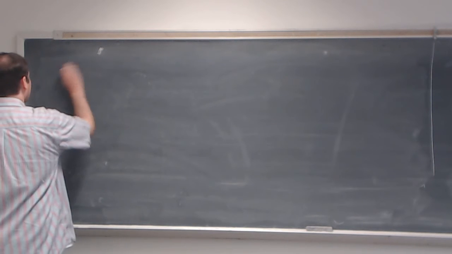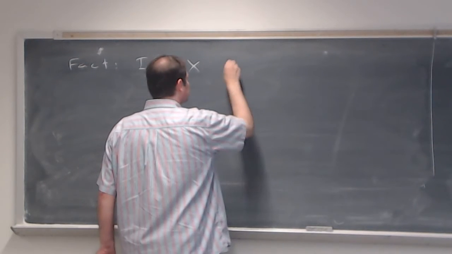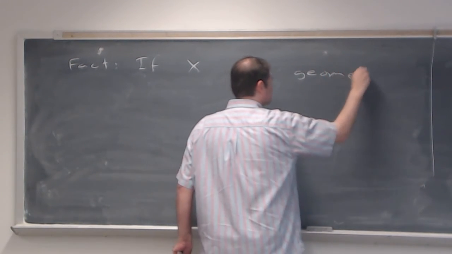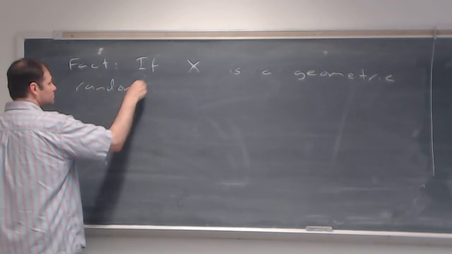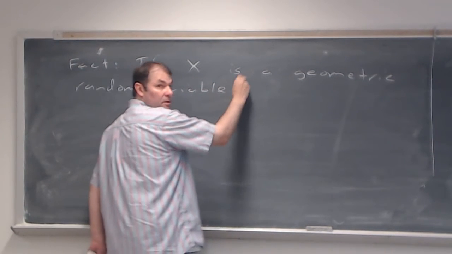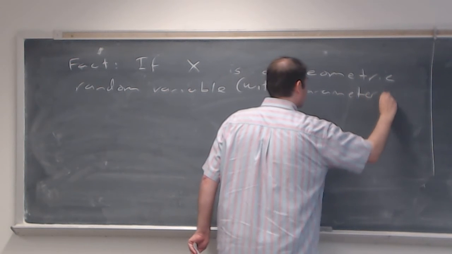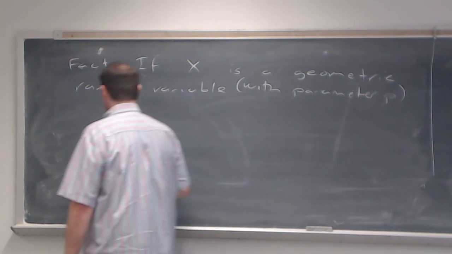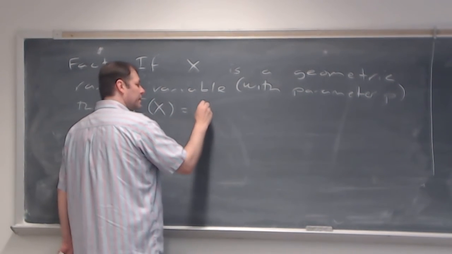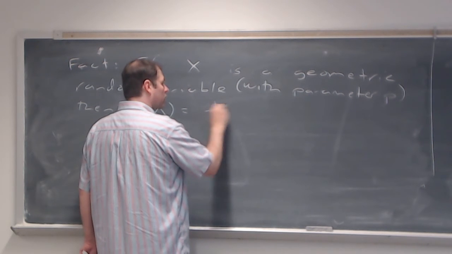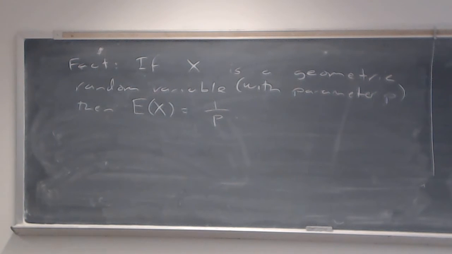Okay, so as a fact, if x is a geometric random variable, and sometimes we say with parameter p, then the expected value of x is 1 over p. Expected value of x is 1 over p. We won't prove this fact. We'll do this symbolically.